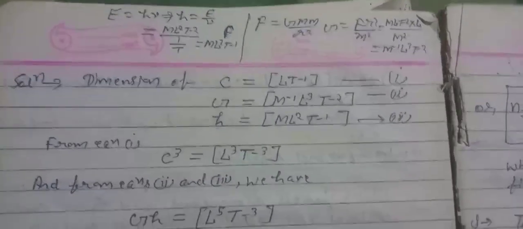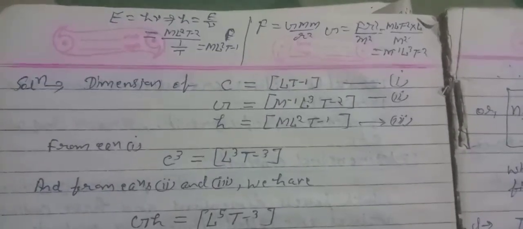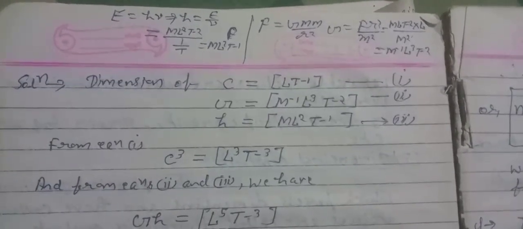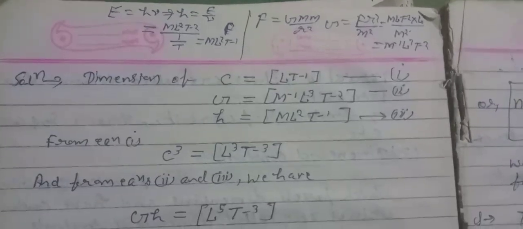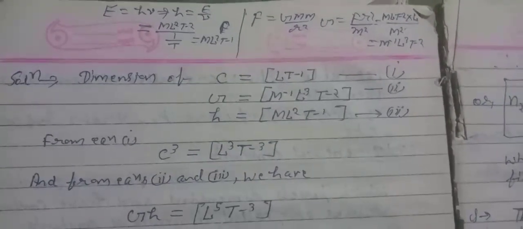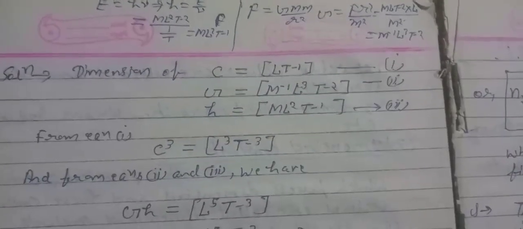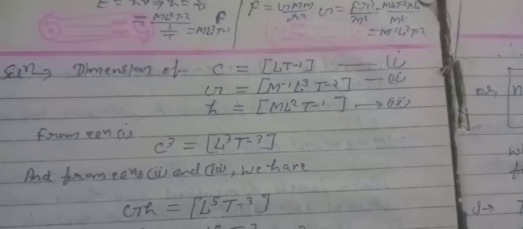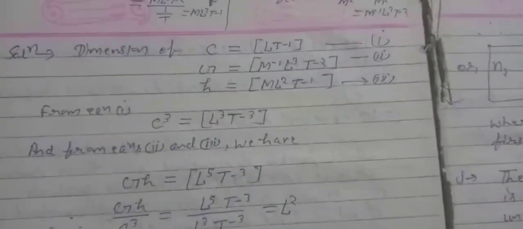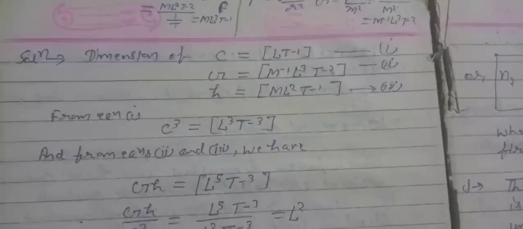Hence, dimension of c is L T^-1, equation 1. Dimension of G is M^-1 L^3 T^-2, equation 2. And dimension of h is M L^2 T^-1, equation 3.